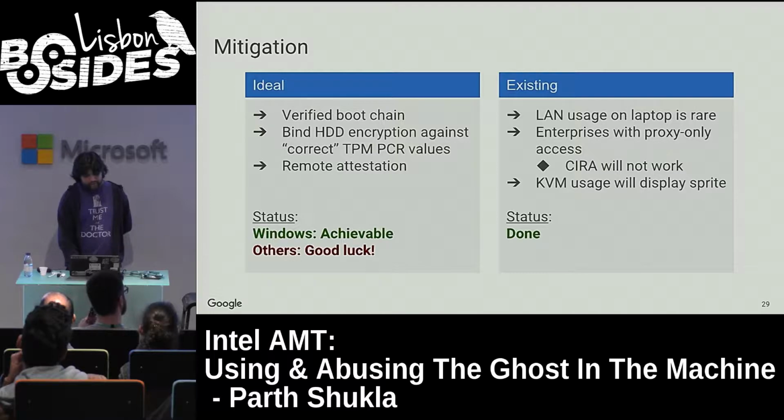Existing mitigations that already exist: not many people use LAN regularly on their laptop. Enterprises that only allow internet access through a proxy will be saved, as Sierra won't work via proxy. So if all your internet must go through a proxy, then Sierra won't work. With using KVM, attackers can try to avoid using KVM when they think people might be using the machine at night, but like as I mentioned, there's always a possibility of discovery.